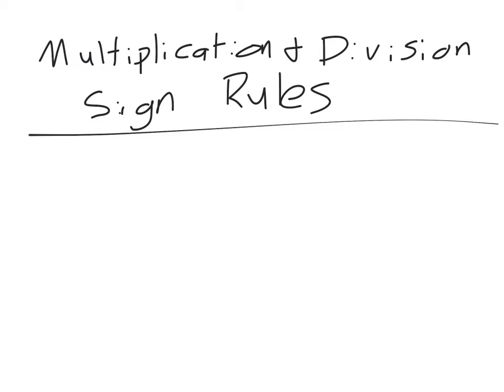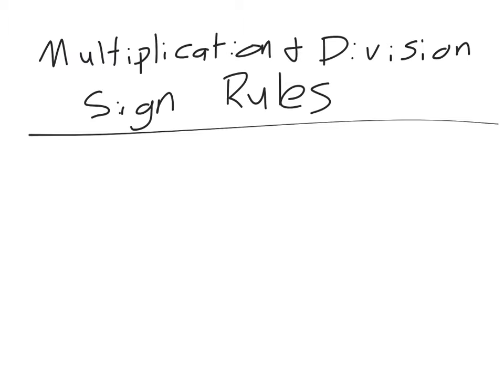Multiplication and division sign rules. Okay, so when we talk about our sign rules, I'm talking about the sign of the number. So you know how we can have positive numbers and negative numbers. That's what we're looking at, the sign of the numbers.